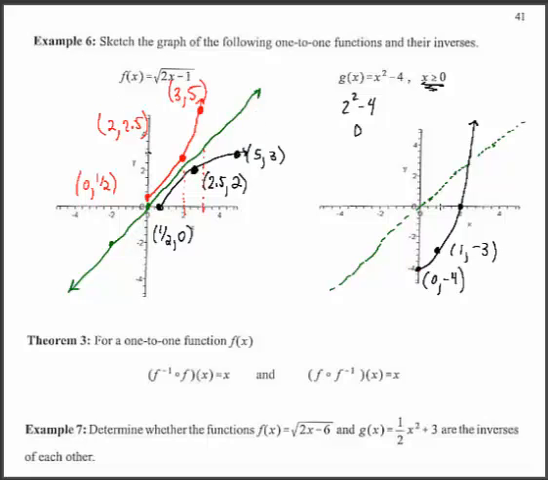And now I'll work on my inverse function. All I have to do is swap these coordinates, and so I am going to plot a point here for -4, 0. I will plot a point at -3 and 1. And then I'll have 0, 2.